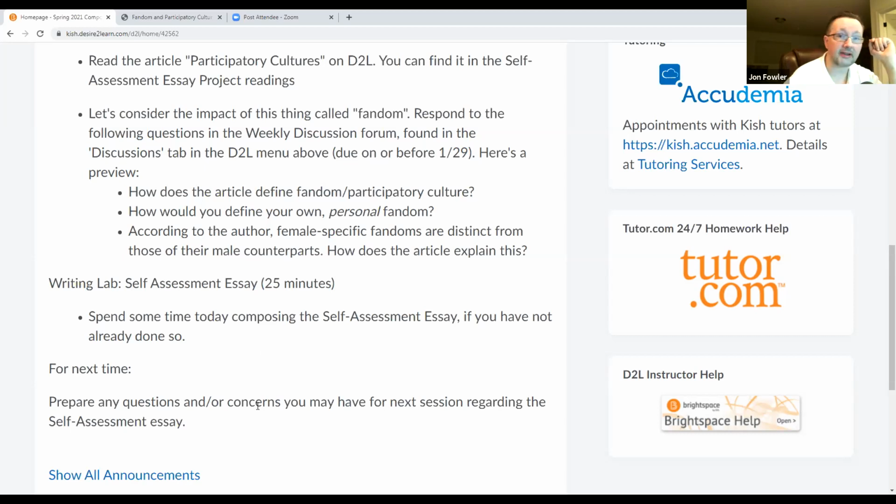And then, of course, for next time, between now and next week, prepare any questions or concerns that you might have regarding the self-assessment essay. And we're going to have an opportunity to write about that and provide some feedback for that occasion.